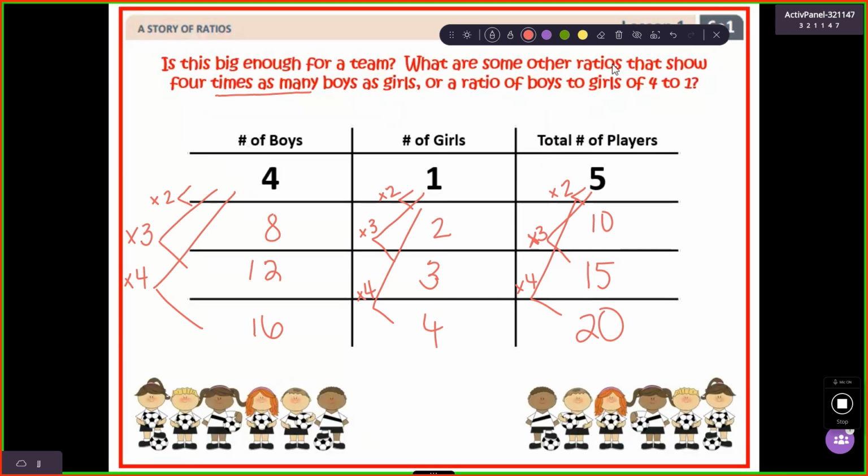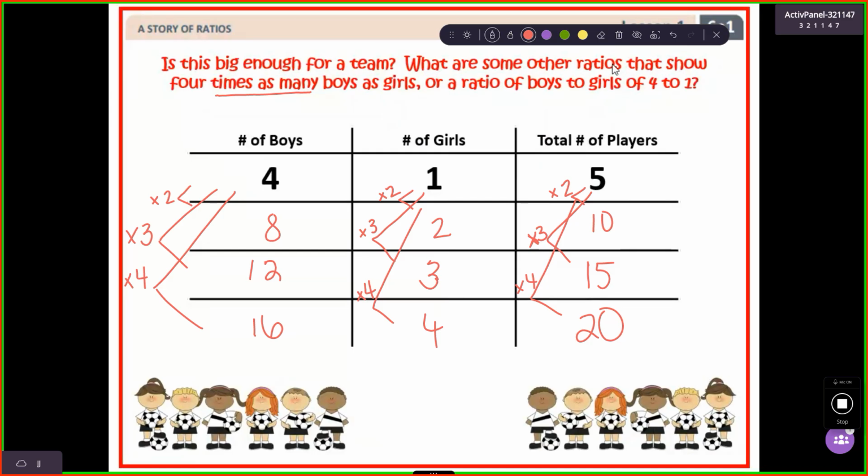Now stop, look, and listen at what we've created. Does anybody see any kind of patterns going on anywhere in this table? Leah? Okay, you are counting by 4s in the boys column, correct? Okay, what are we counting by here in the girls? That's right. And then what are we counting by in the total number of players? 5. So those are some great patterns.